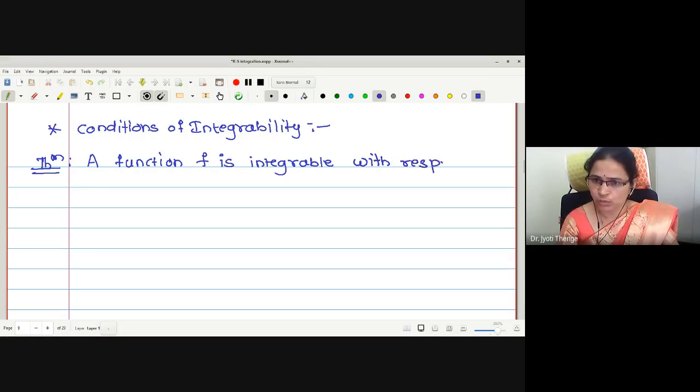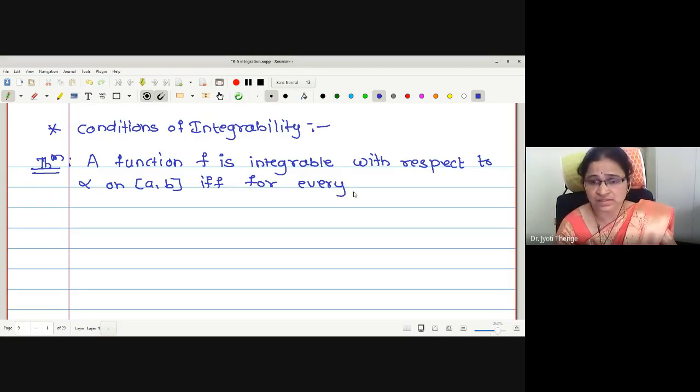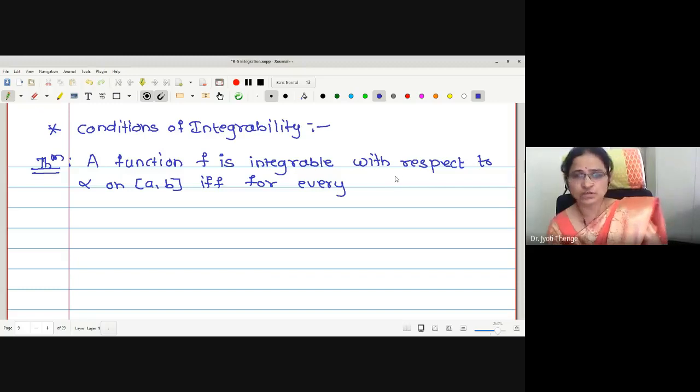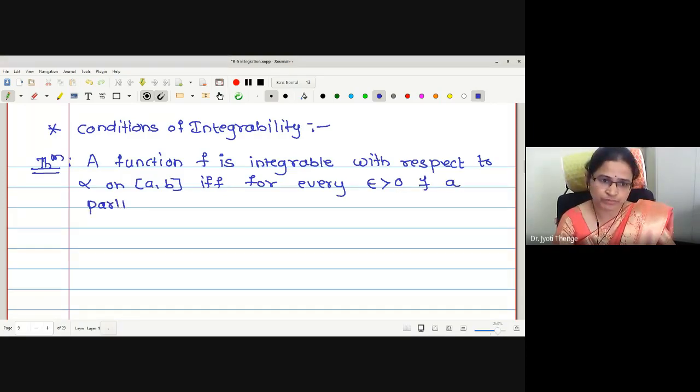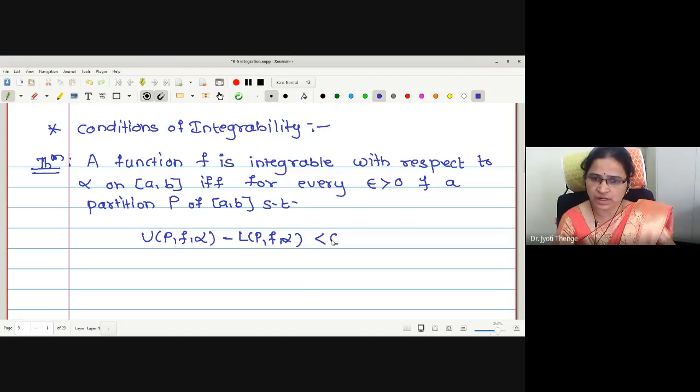f is integrable with respect to alpha on the closed interval [a, b] if and only if for every epsilon greater than 0, there exists a partition P of the closed interval [a, b] such that U P of alpha minus L P of alpha is less than epsilon. Now here the Darboux theorem is also going to exist as it is, so we are not writing the statements of all the in-between theorems. I am taking the proof of the condition of integrability directly.